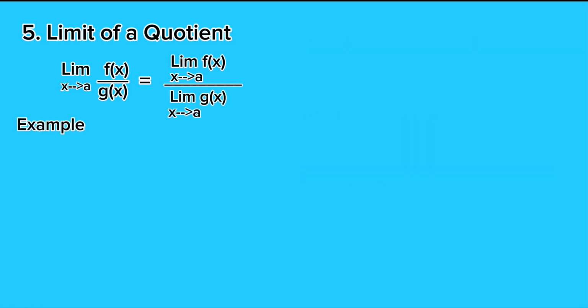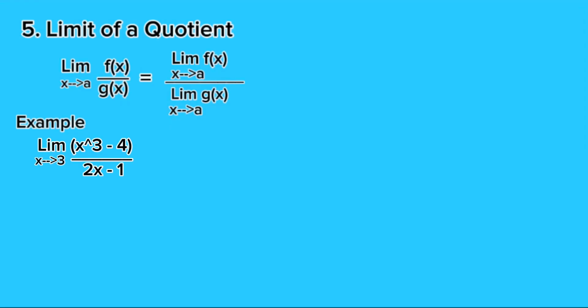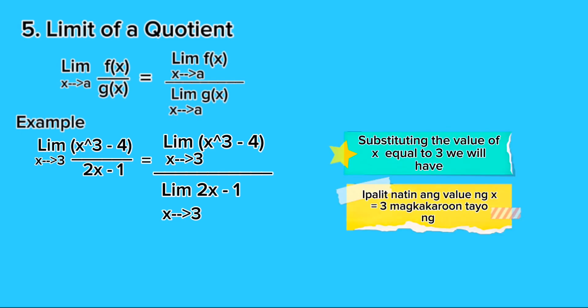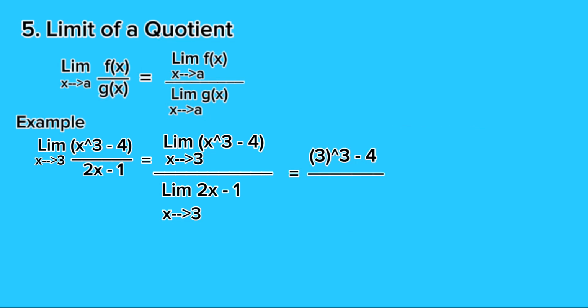a. Example: the limit of x cubed minus 4 divided by 2x minus 1 as x approaches 3 is equal to the limit of x cubed minus 4 as x approaches 3, divided by the limit of 2x minus 1 as x approaches 3. Substituting the value of x equal to 3, we will have 3 cubed minus 4 divided by 2 multiplied by 3 minus 1, equals 27 minus 4 divided by 6 minus 1. And the final answer is equal to 23 over 5.